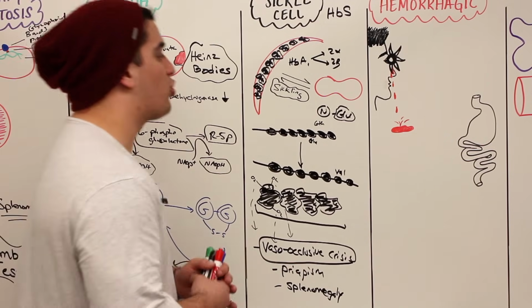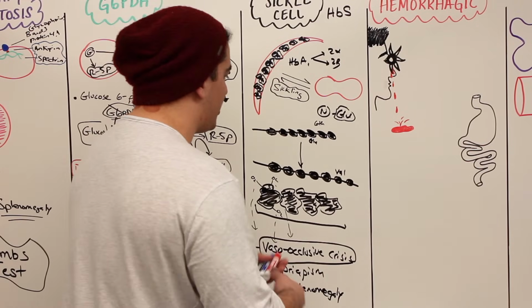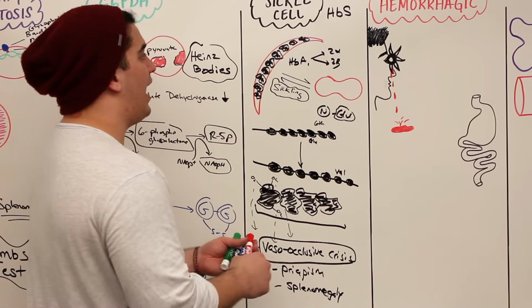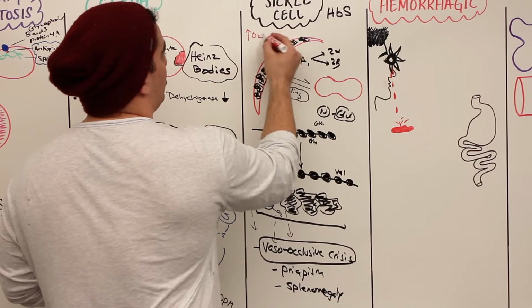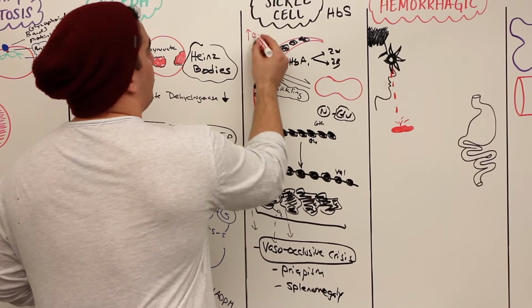There is a way that they try to treat this. They try to give transfusions. They try to be able to give them oxygen. Actually, that's one of the biggest treatments. You give them a lot of oxygen. So one of the biggest treatments is you give them oxygen. So that's one way that you can treat it.